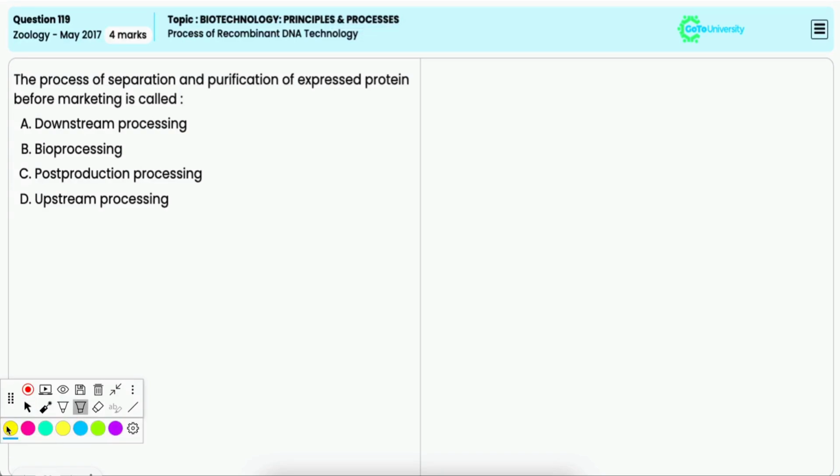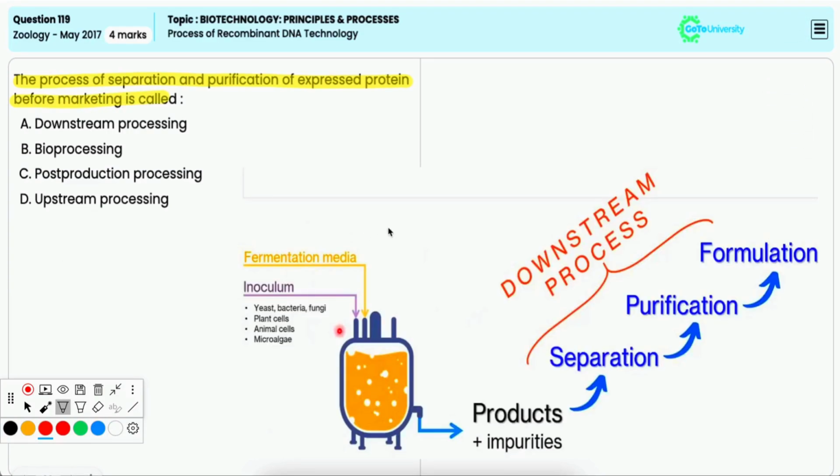In this question, you have to identify the term that refers to the process of separation and purification of expressed protein before marketing. Option A, downstream processing.